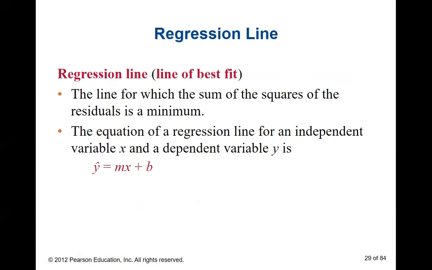Slope-intercept form of an equation. What the hat means, that little thing on top, is telling us this is our regression line. We're going to use it for predicting y values. So this is going to be that line of best fit that I come up with, and then I can plug in a value for x to find what I think y should be. So m is slope, b is the y-intercept.